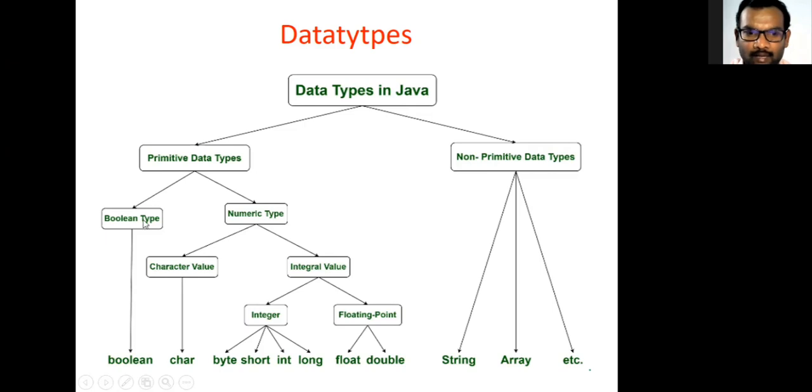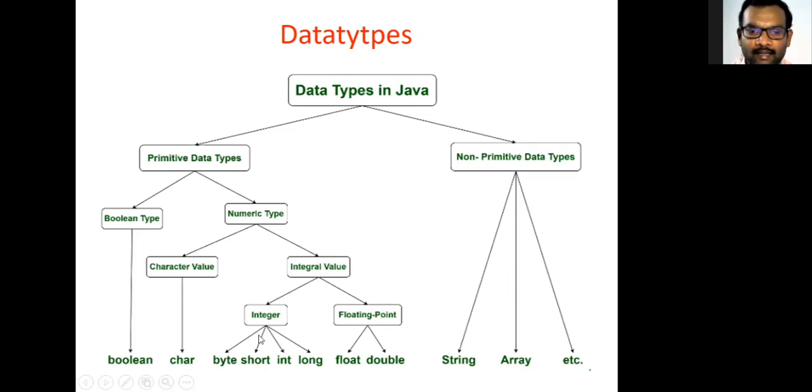Under the Boolean type, there is a data type called boolean, which is used to store true or false kinds of values. So the boolean can take only two values: one is true, the other one is false. The char data type is used to store a single character. Again, under integral values, there are two categories. Those used to store whole numbers are called integer types, and those used to store decimal numbers are called floating point types.